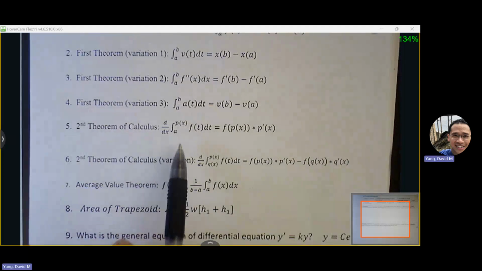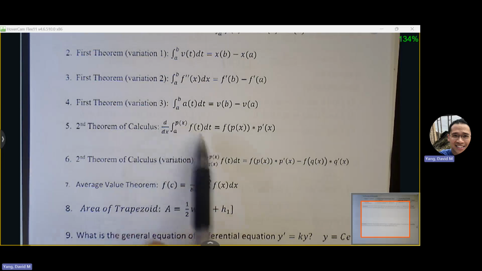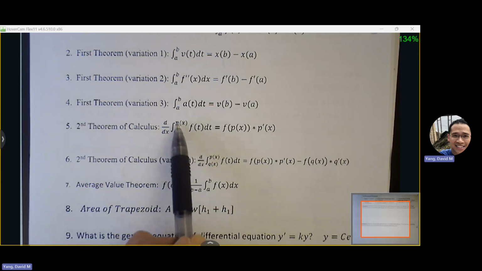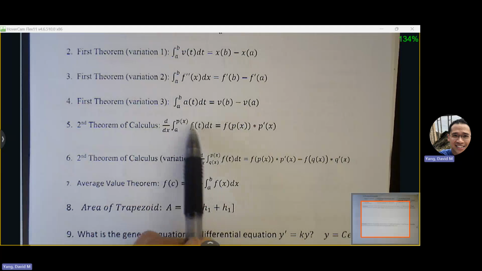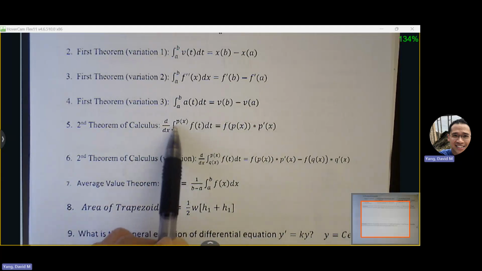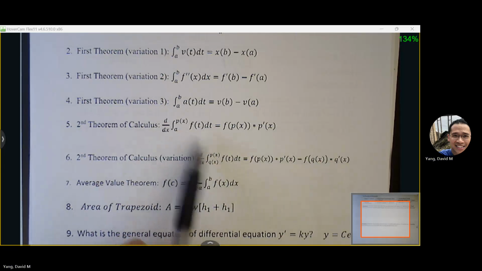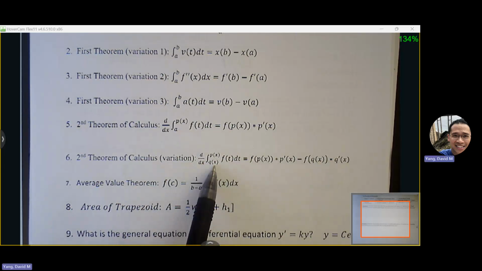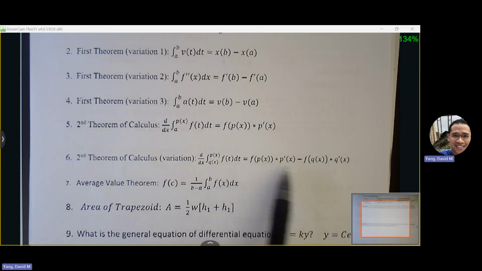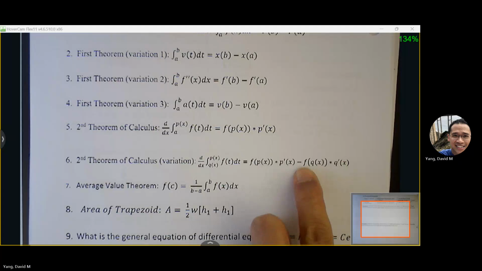Two variations of the second theorem. Second theorem, you know that if you see derivative and integral next to each other, they're going to largely cancel out. So the f is not going to change, but the upper bound is going to have a slight impact. So it's f of p of x times p prime. And we can ignore the a because a is a constant. It'll just end up washing out. But if both the upper and lower bound are variables, then we have to do the process twice, once for the upper bound and once for the lower bound, and we put a minus in between.